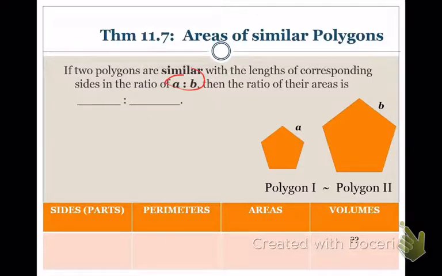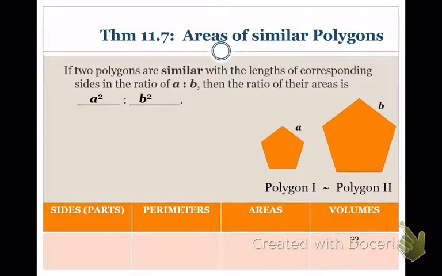Well, if the corresponding side lengths are in a ratio called the scale factor, A to B, then their areas are actually in a ratio of A squared to B squared. So it's actually equal to the square of the scale factor, or equal to the sides squared, and then we write them as a ratio.